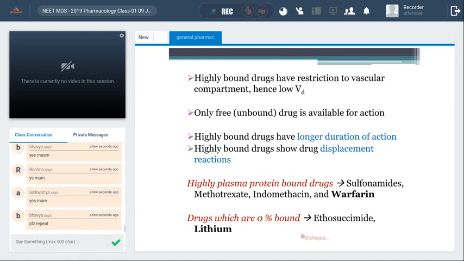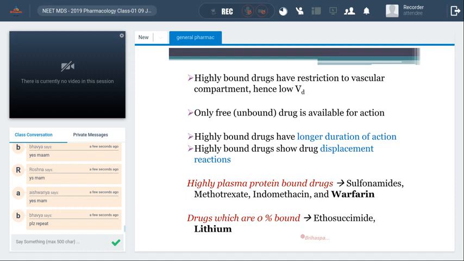Okay, and drugs which are zero bound, they don't bind to plasma proteins at all. They'll be just in the free form always, so they're more prone to developing toxicity. And in such cases, we need to keep monitoring for their adverse effects. Examples are ethosuximide and lithium, among which lithium is more important. Lithium is 0% bound and warfarin is 100% bound.